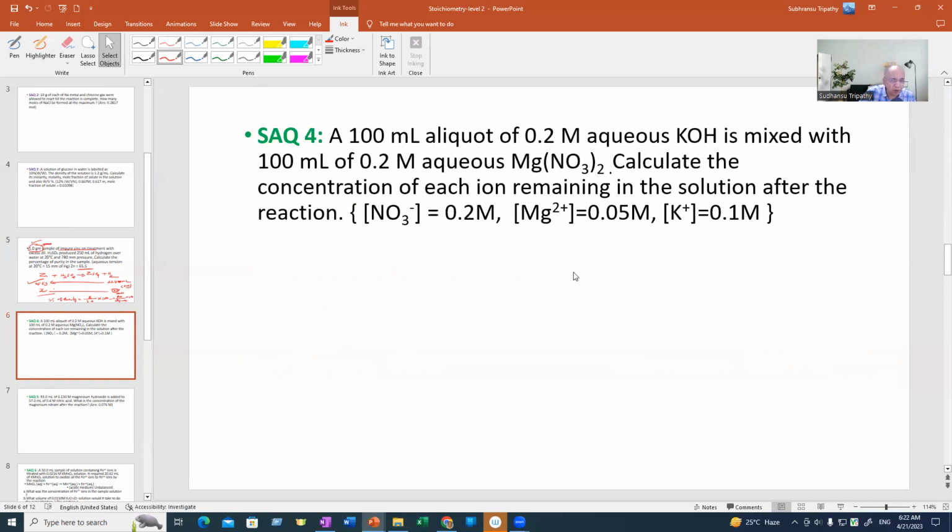Now, let us take this problem on solution involving ions. In this case, 100 ml aliquot means a portion. That means there was a stock solution having greater volume. And remember, here we are dealing with the liquid volume, not the gaseous volume that we were dealing with in the previous question. This 100 ml aliquot of 0.2 M aqueous KOH is mixed with 100 ml of 0.2 M aqueous magnesium nitrate. Obviously, there will be a double displacement reaction where magnesium hydroxide will be precipitated.